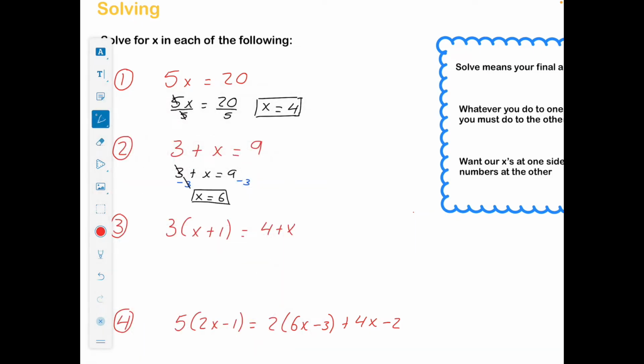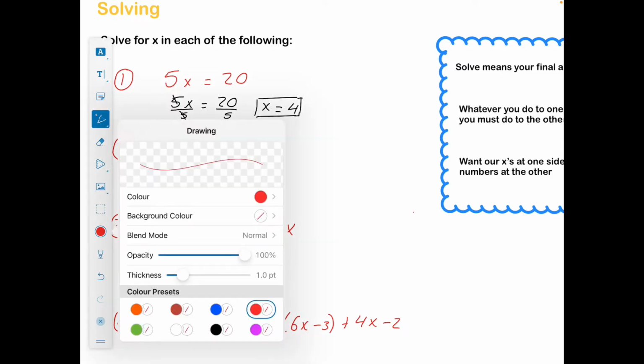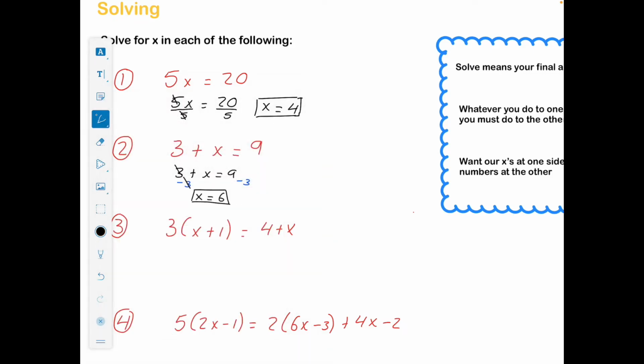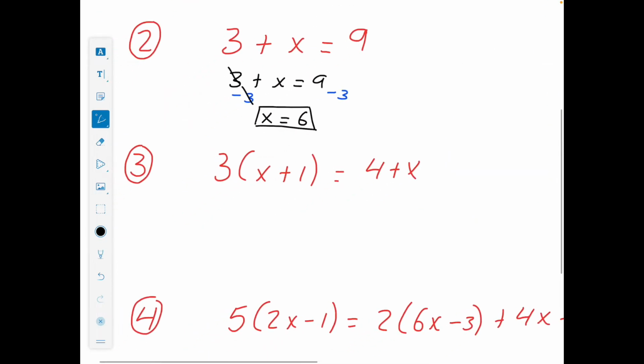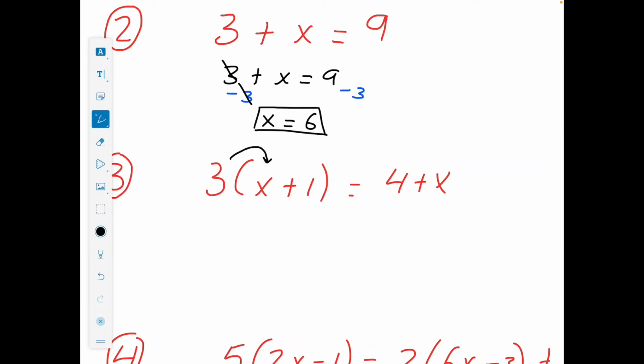So they were both fairly straightforward. We'll look at a few more tricky examples here. Sorry, that should have been an x. So we have 3 multiplied by x plus 1 is equal to 4 plus x. First thing when we see this, we're going to multiply out the bracket. So I'm going to do 3 multiplied by x, that'll be 3x. 3 multiplied by 1, that'll be plus 3, is equal to 4 plus x.